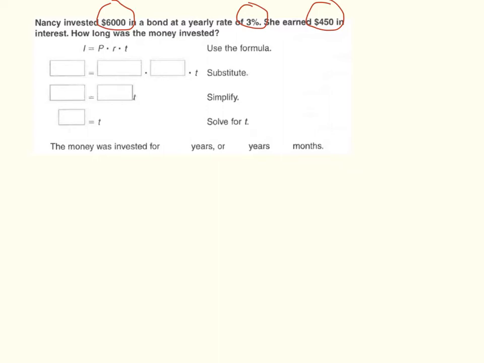Well, we know we're going to use this formula, and the interest is $450. The principal is how much she invested, $6,000, and the rate was 3%. So all we're missing is the time. How long was the money invested? So let's plug in $450 for the interest, $6,000 for the principal, and 3% for the rate.